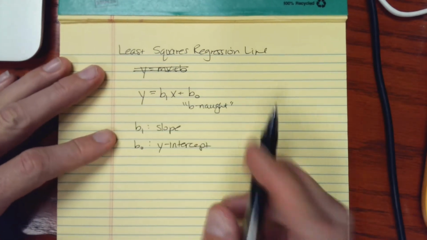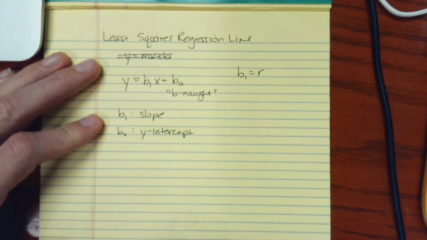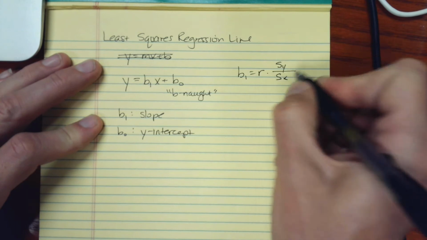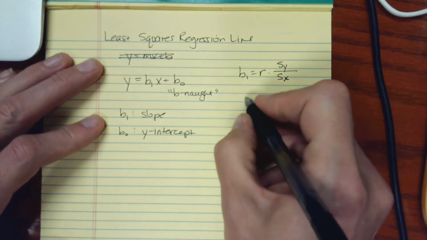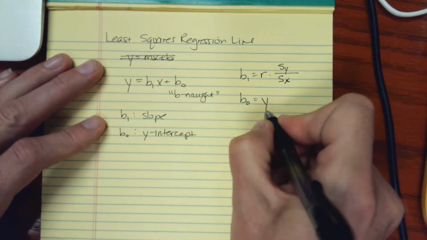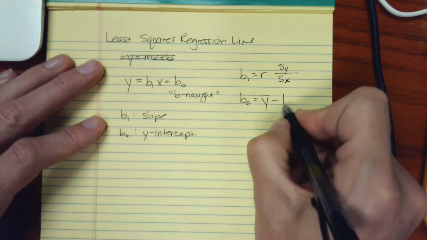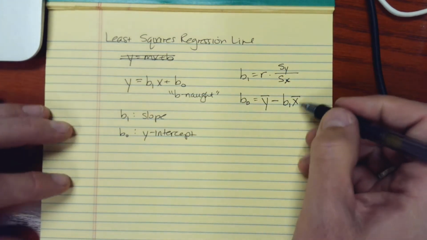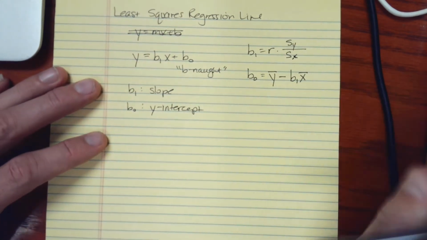So if you had to do this by hand, one way to find the slope, b1, is to take the correlation coefficient, r, and multiply that by the quotient of the two standard deviations, s sub y over s sub x. Then you can find the y-intercept b naught by taking the average of your y values and subtracting the product of your slope and the average of your x values. However, this can be a little tedious to do by hand, so we're going to use a calculator.